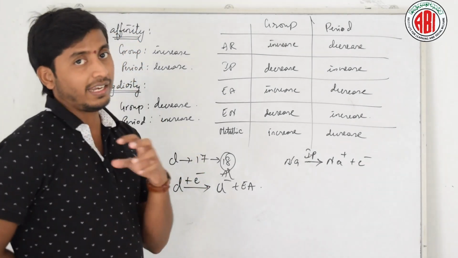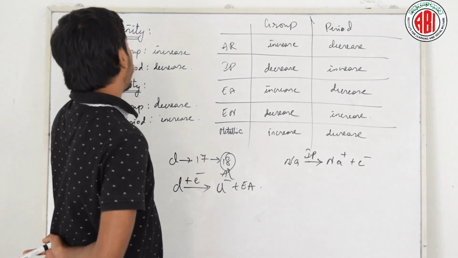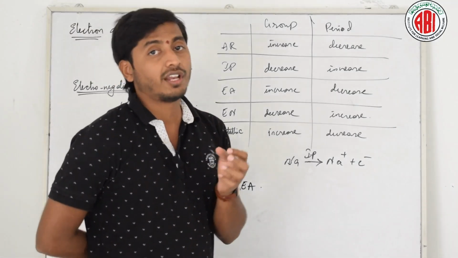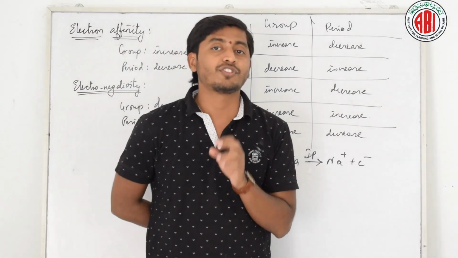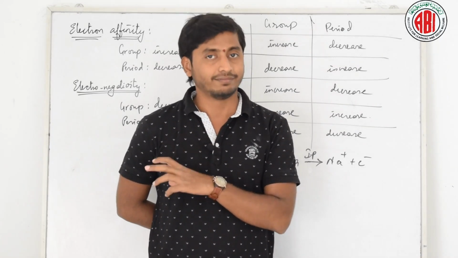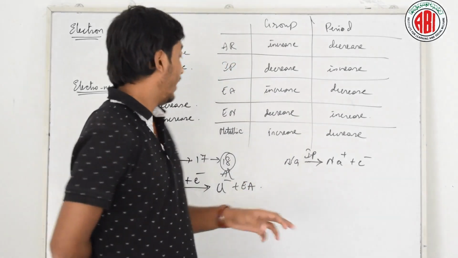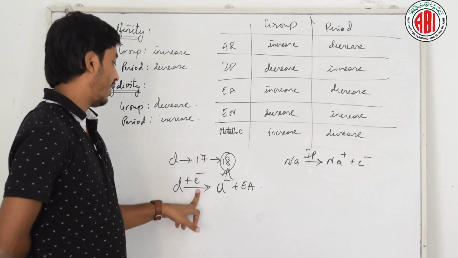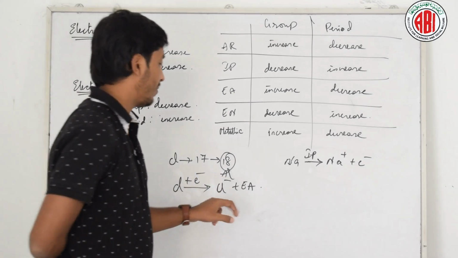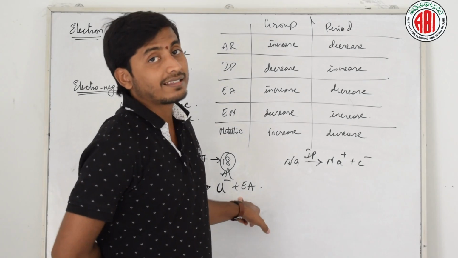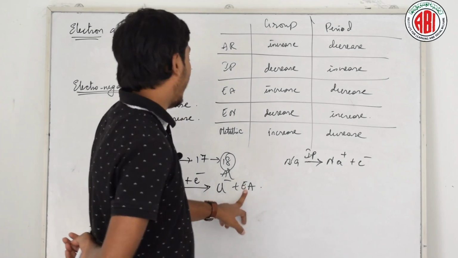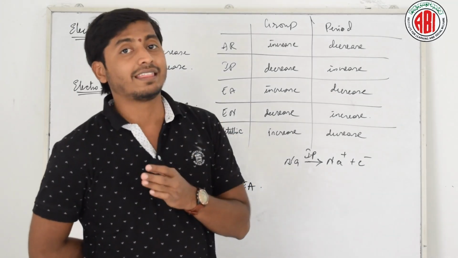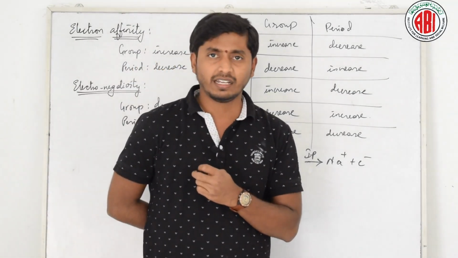Or else finally we can define electron affinity as the energy released when an electron is added to an outermost orbital of an atom to make a negative ion, right? When an electron is added to a chlorine, it becomes Cl minus and it releases some energy, that is nothing but electron affinity, or simply it can be called as electron gain enthalpy, right?